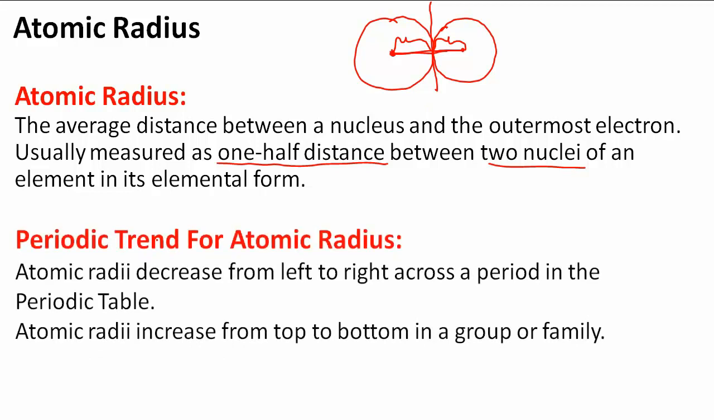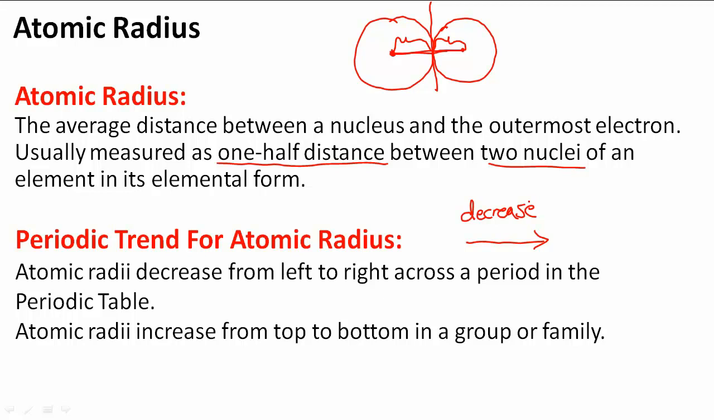So the periodic trend for atomic radius is that atomic radii decrease from left to right across a period in the periodic table. So as I go from left to right in this direction, I decrease my atomic radius. And that makes sense because as I get more and more protons, I have more attractive force for the electrons that are in the same energy level in that period, so I can draw them closer to me.